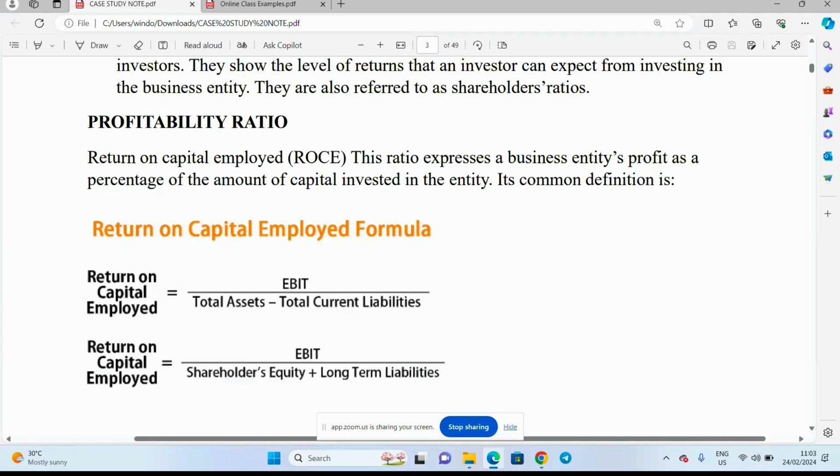It is earnings before interest and tax, because they can give you earnings before tax. You understand? But interest has been deducted before they arrive at that. So you must know that it is earnings before interest and tax divided by total asset less current liability. That's for return on capital employed. The other interpretation is this: earnings before interest and tax over shareholders' equity plus long-term liability. This one and this one, they are the same thing. You understand? Because in the statement of financial position, asset is equal to what? Equity plus liability. You understand?